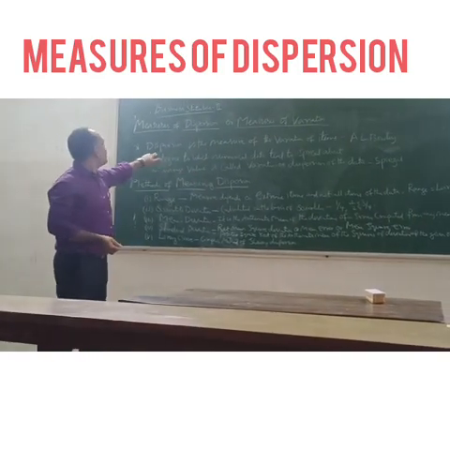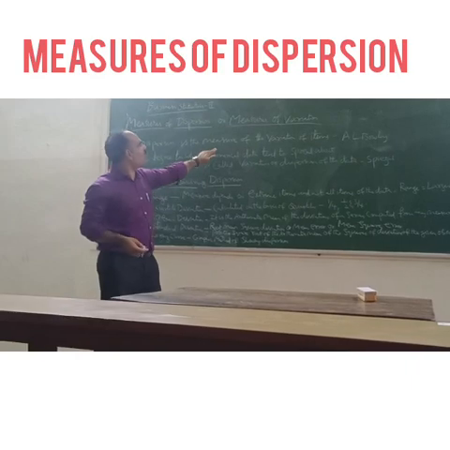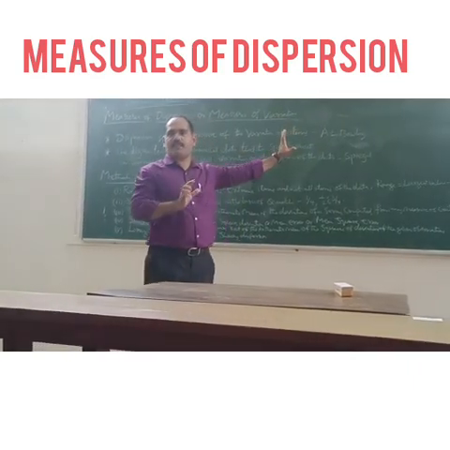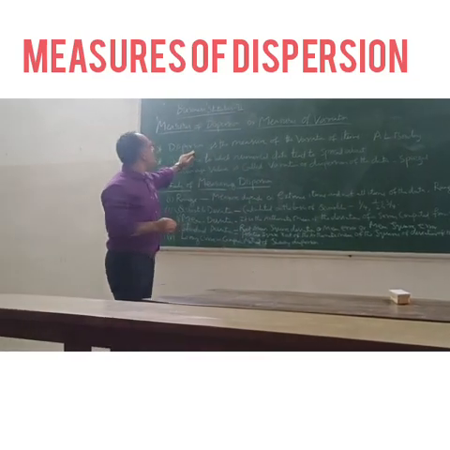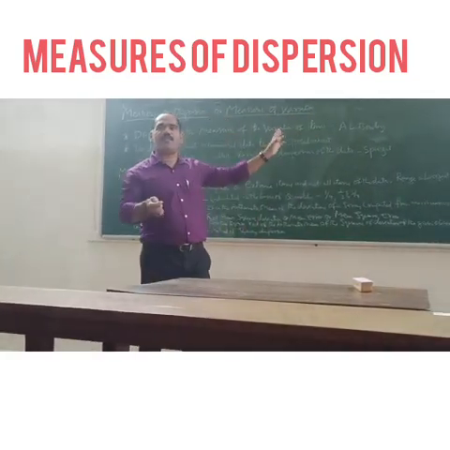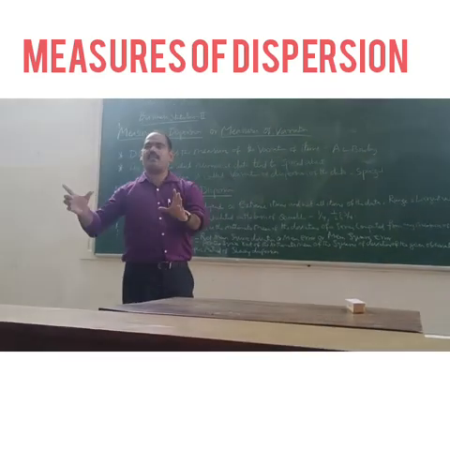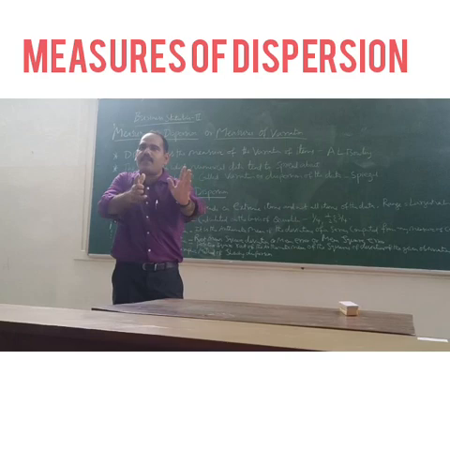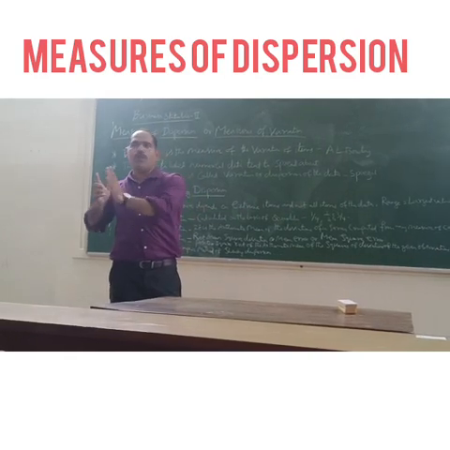Dispersion is the measure of variation of items. Here, items means the data set. Dispersion is the measure of the variations of the items. Variations of the items means variations of the data set. How they are plotted, different mean, different median, and different mode.